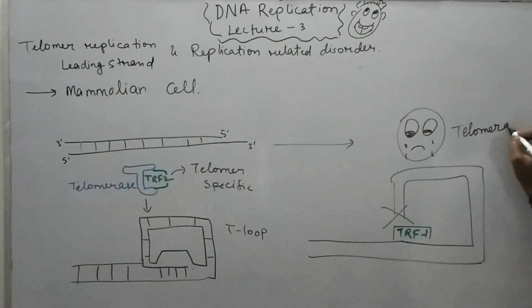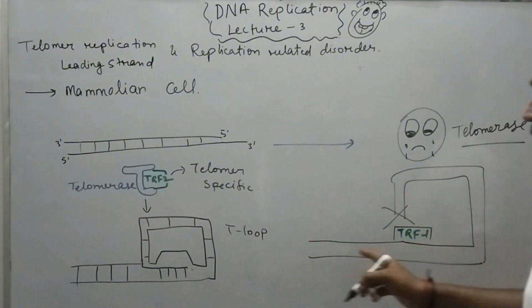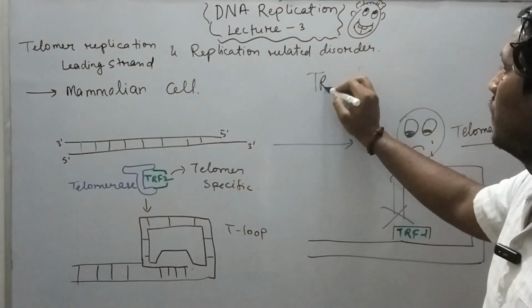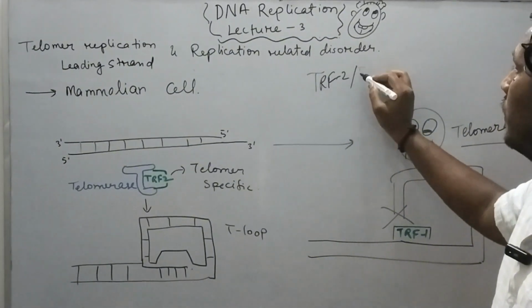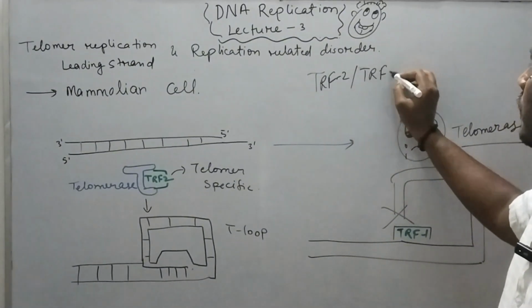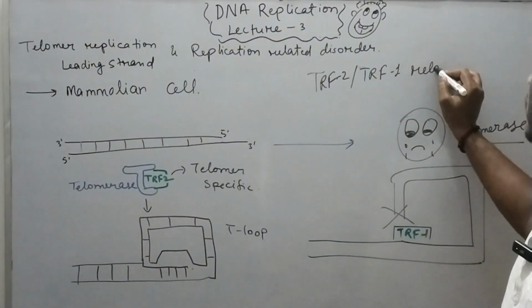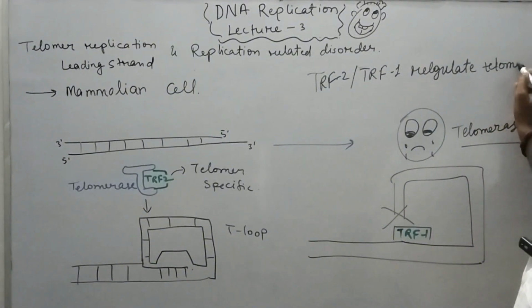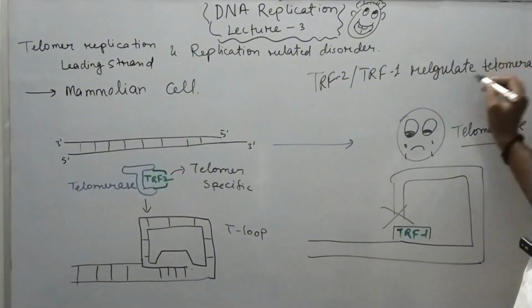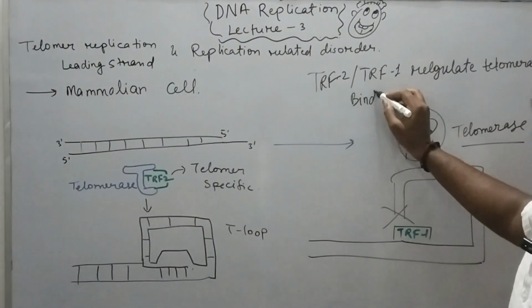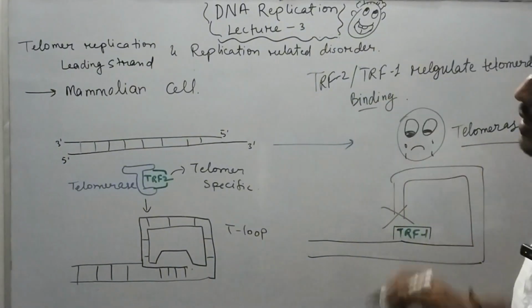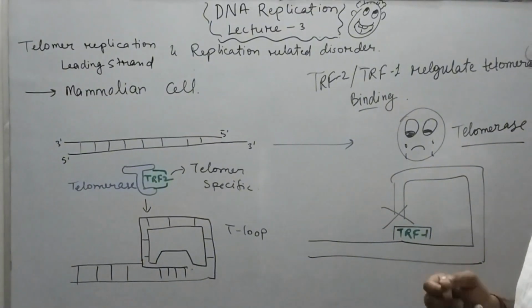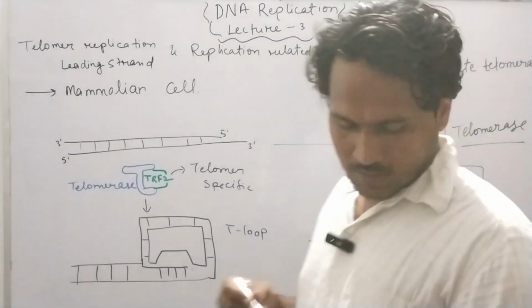So telomerase regulation can be done by two proteins, TRF2 and TRF1. This TRF2 and TRF1 regulate telomerase binding. Hope you understand this.